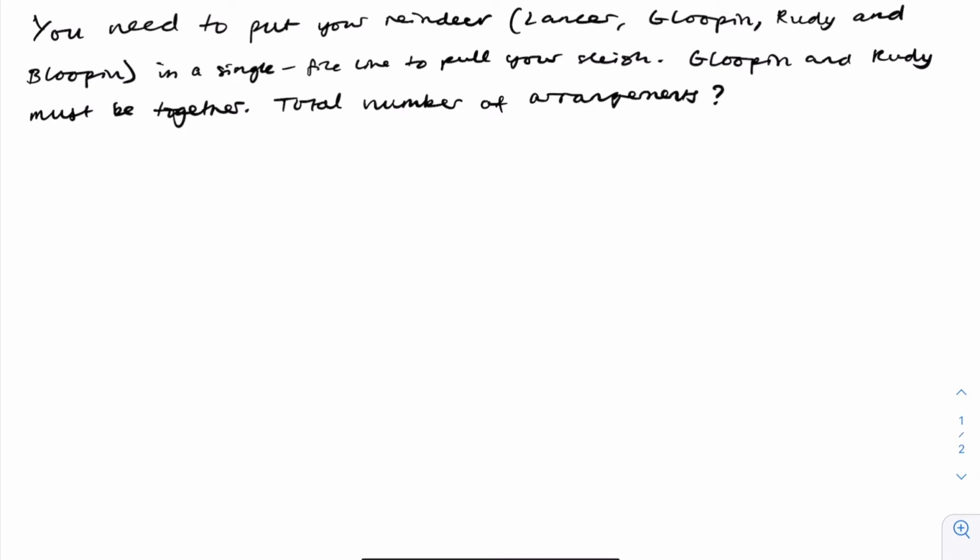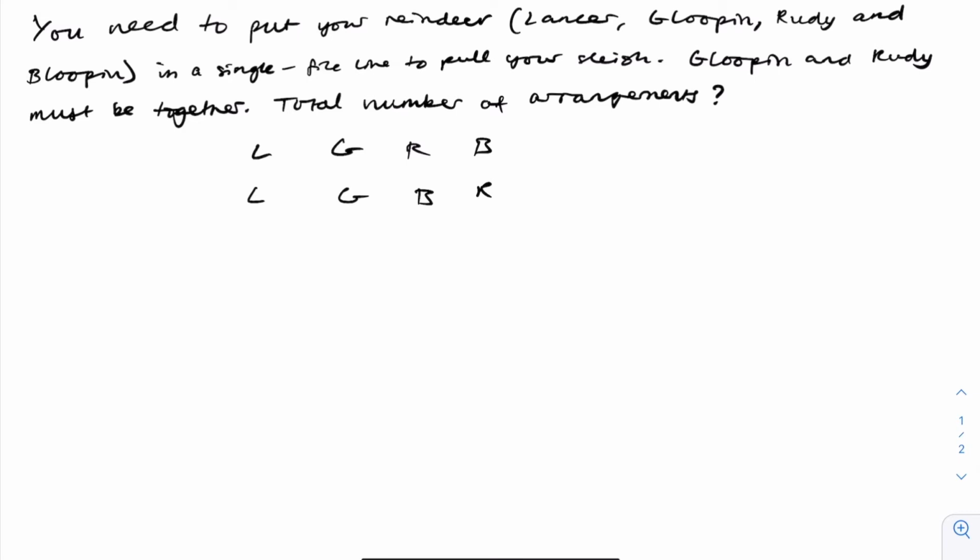So the first thing we must consider is, is this a permutations or combinations question? In this case, we can definitely say that it's a permutations question because their order does matter. For example, putting Lancer here, then Glupin here, then Rudy here, then Bluepin here will be different from putting Lancer here, then Glupin here, then Bluepin here, then Rudy here. They need to be in a specific order, and thus it's permutations.